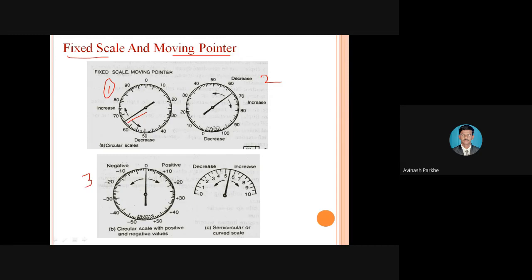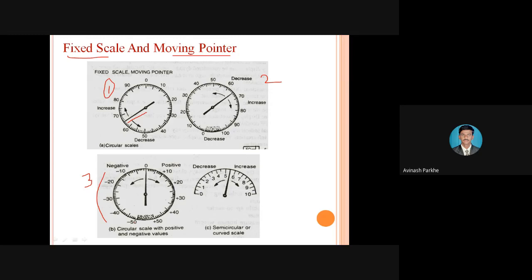In case of a third figure also, the information can be represented in a circular manner. That is, again, the scale is fixed and the pointer is movable. But if you observe, in the third figure, at the right side, all the information is given in the positive manner. That means 0 is present at the center. At the right side, positive 10, positive 20, positive 30, positive 40, positive 50. But at the left side, the same numbers are there, but they are represented in the negative region: minus 10, minus 20, minus 30, minus 40, minus 50.